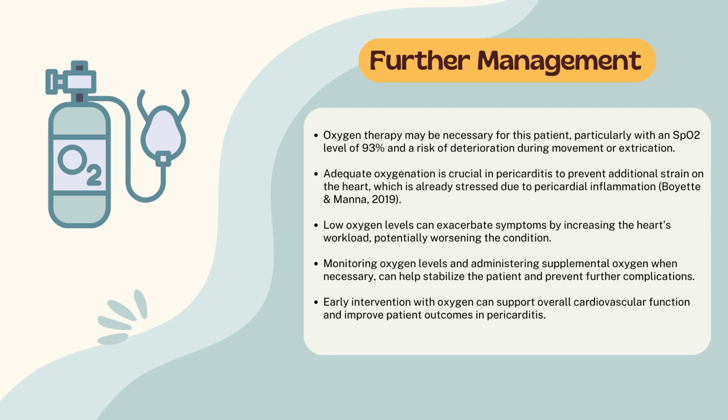Apart from medications being administered, there is a possibility that oxygen may be potentially required for this patient, with the SpO2 being borderline at 93% and a possible risk of deterioration which could occur with movement or during extrication. It is something to be considered. Ensuring adequate oxygenation is especially important in pericarditis, as inadequate oxygen levels can increase the workload on the heart, which is already under strain due to the inflammation of the pericardium.